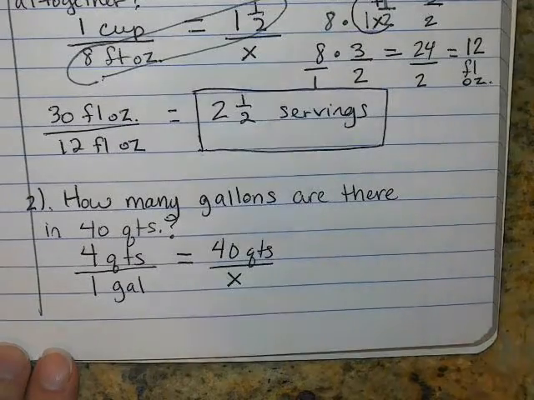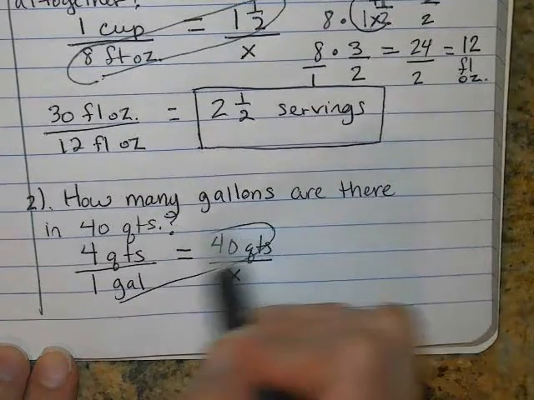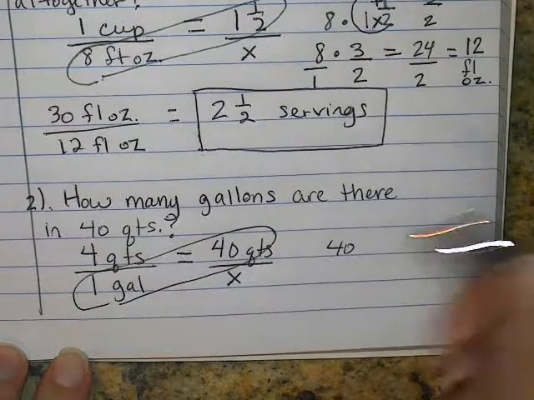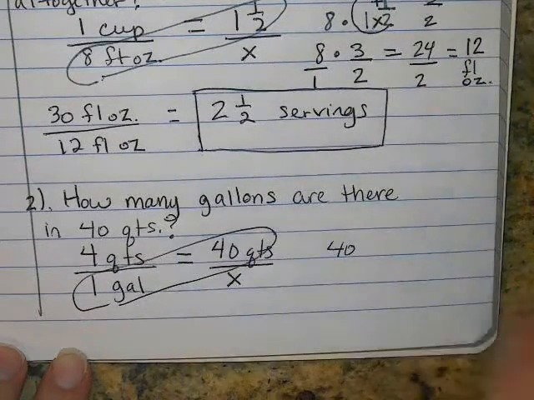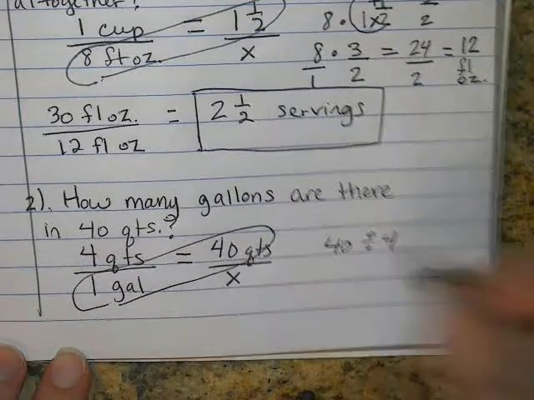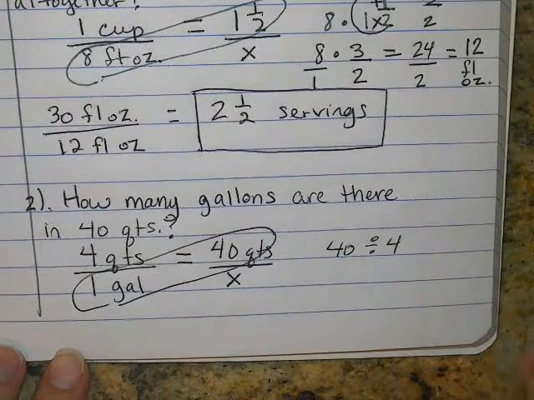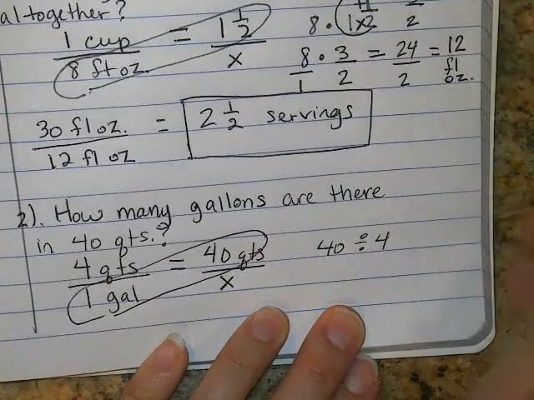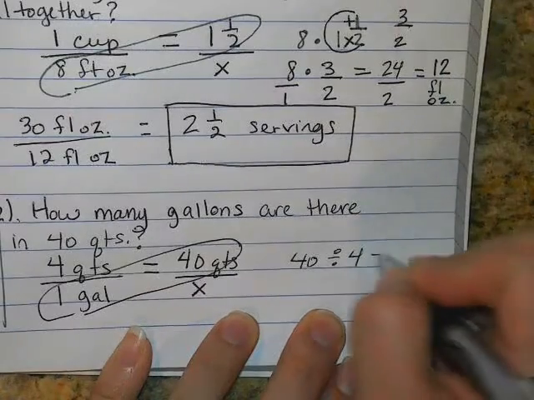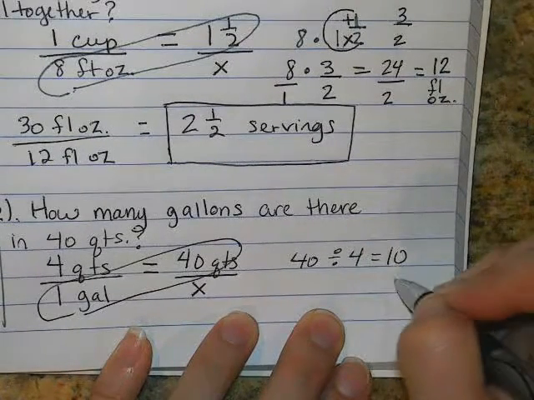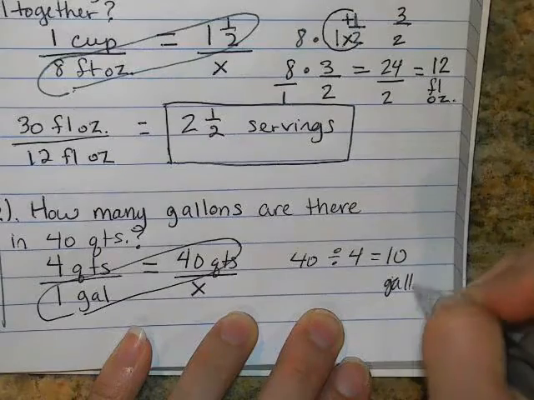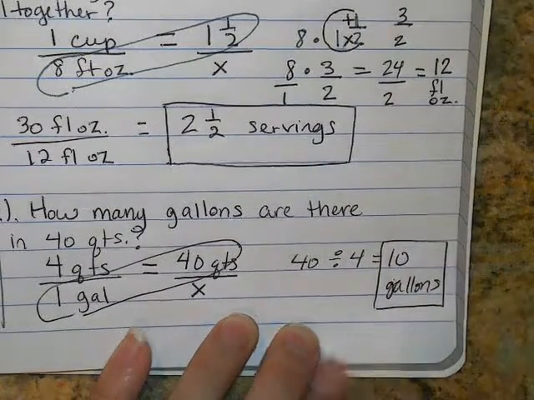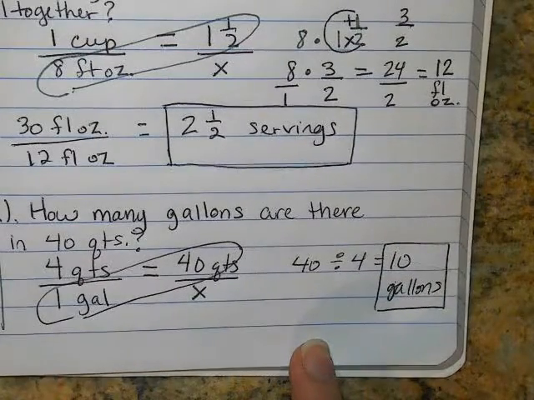So then you apply your cross multiplication, right? You cross multiply, which is 40, and then you divide by what's left over, which is 4. So you take 40 divided by 4, and you can do 40 divided by 4 real easily without having to actually set it up as a division problem. That is 10 gallons. Okay. Any questions on there?